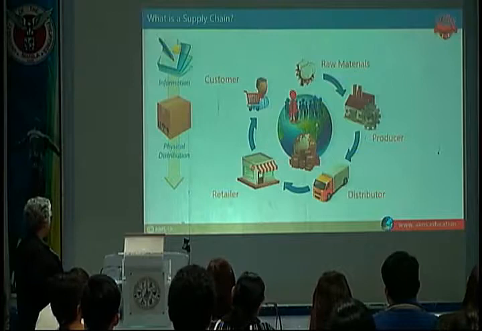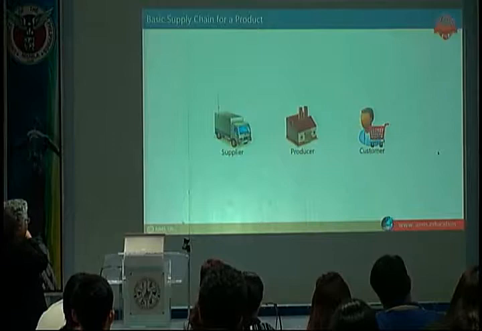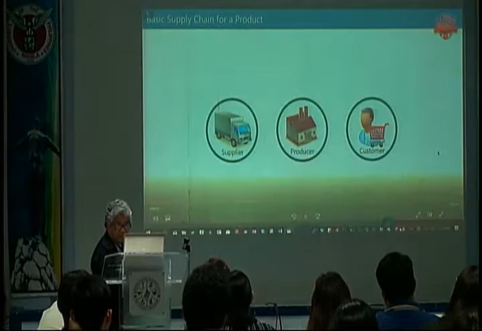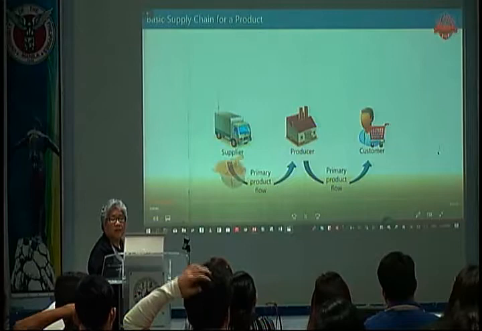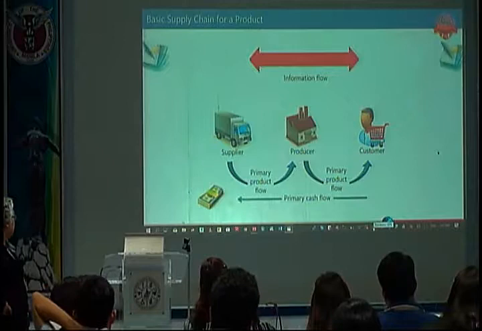Basic supply chain for a product. The below figure illustrates a very basic supply chain with three entities, a producer with one supplier and one customer. Four basic flows connect the supply chain entities together as follows. Flow of physical materials and services from suppliers to the end customer. Flow of cash from the customer to the raw materials supplier. Flow of information back and forth along the chain. And reverse flow of product returned.